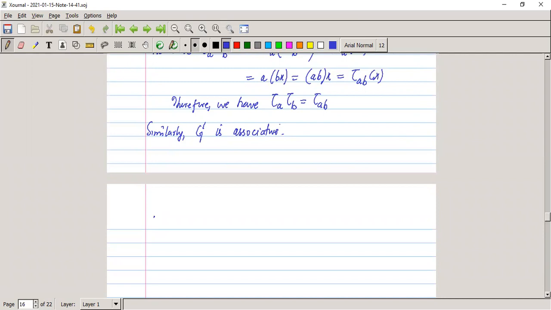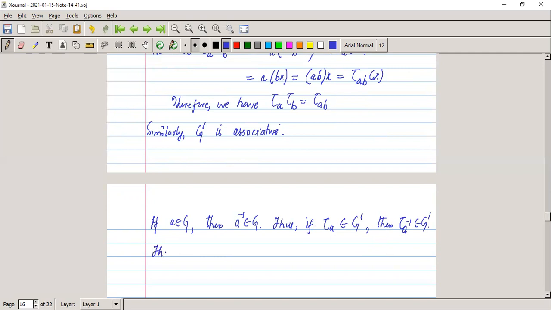Now let a belong to G. If a belongs to G and G is a group, then a inverse belongs to G. Thus, if tau_a belongs to G dash, then tau_a inverse belongs to G dash, because this G dash contains all the permutations that are defined on the set G for the particular elements of G.